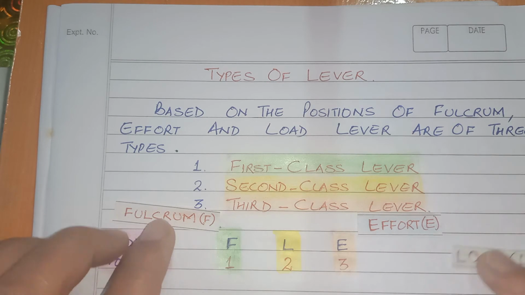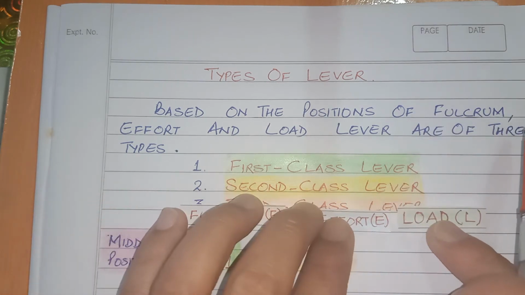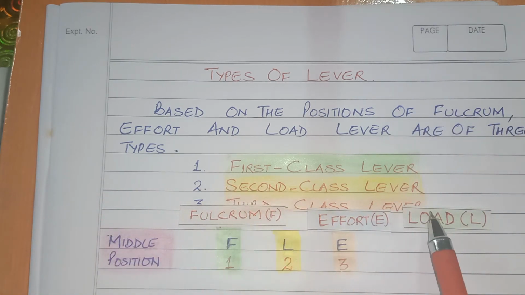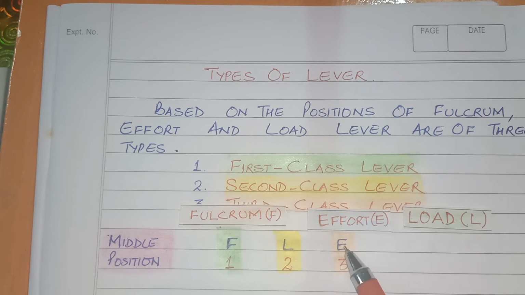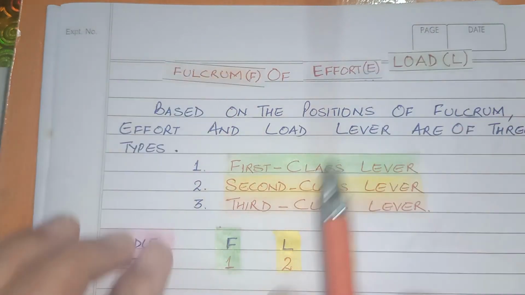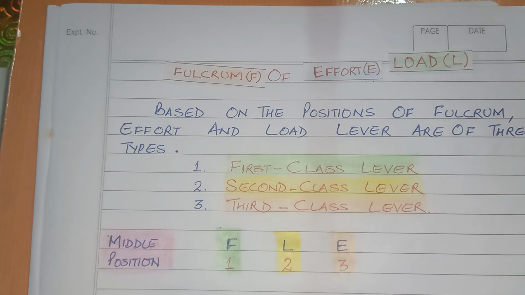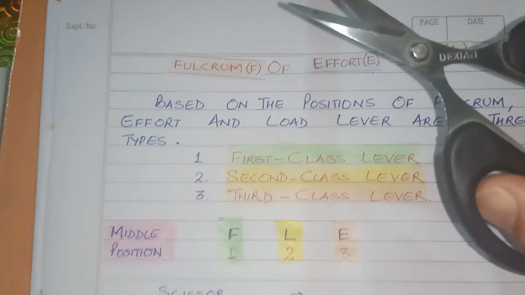And finally, when the effort is in the middle and fulcrum and load are on the two ends of the lever, then we have the third class of lever, E3. So FLE stands for the middle position of fulcrum or load or effort, and based on that we have first class, second class and third class lever. Is that clear, boys? Now let us see what type of lever this scissor is.